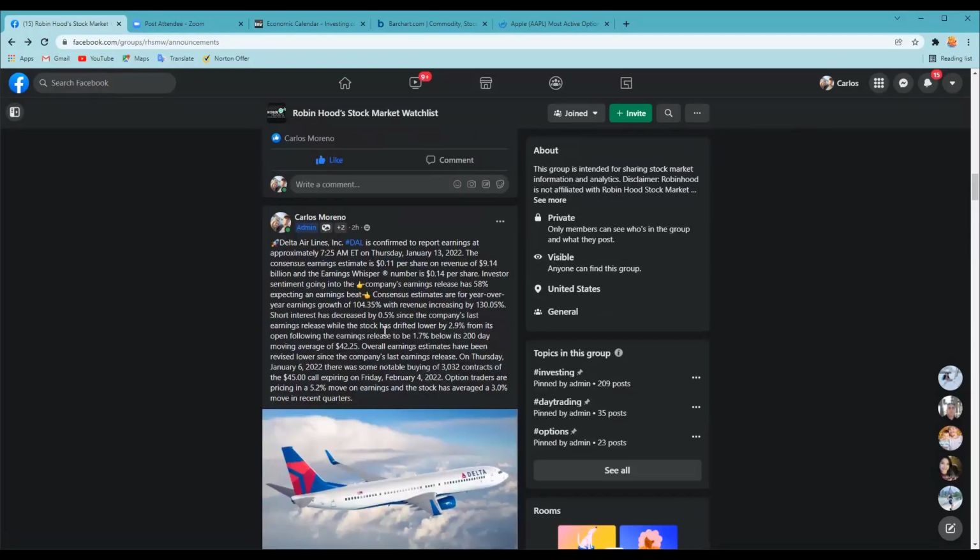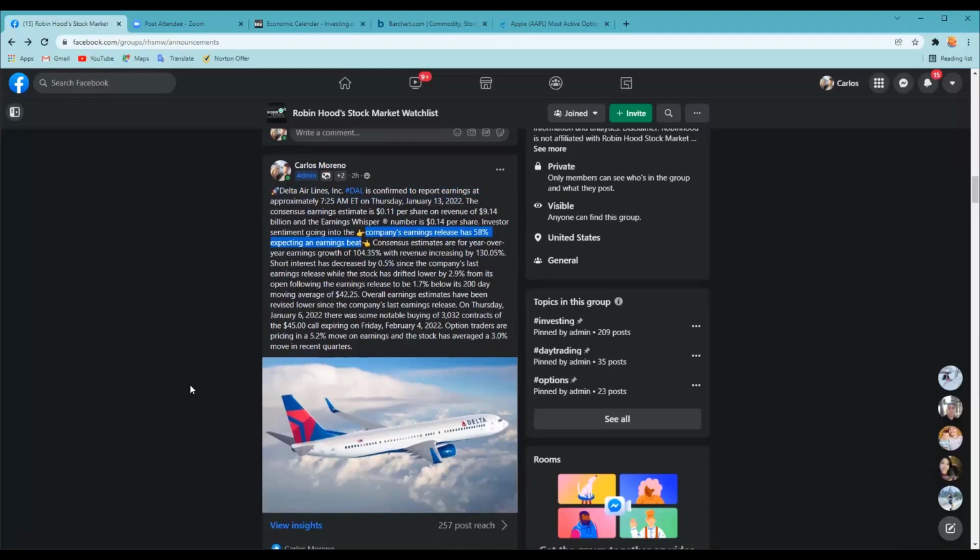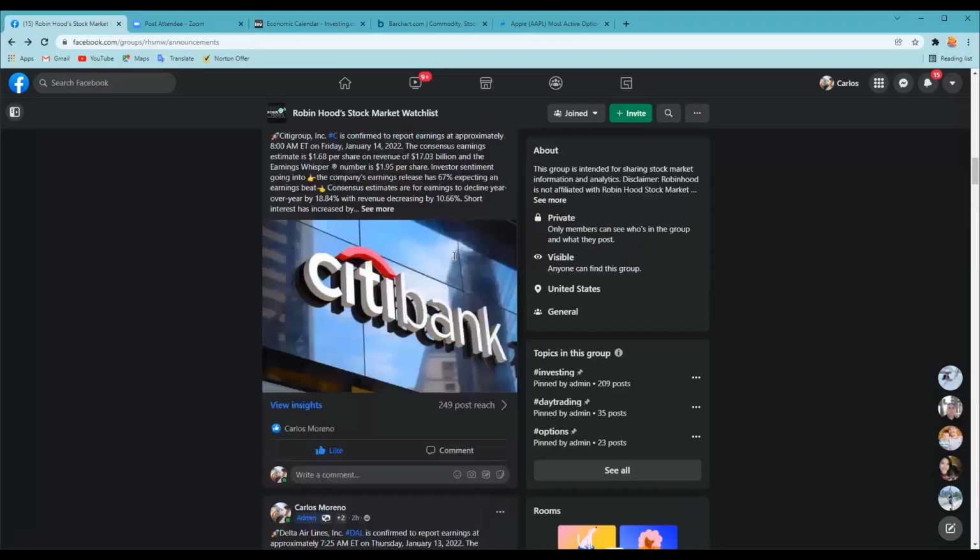Delta Airlines is scheduled to release their earnings report on Thursday morning before the stock market opens. The company's earnings release has a 58% expecting an earnings beat, which is below average. That's not a good number, as a few countries throughout the fourth quarter did travel bans, and there were limitations, there were delays due to weather, there were cancellations. What a nightmare. So not good for their earnings report.